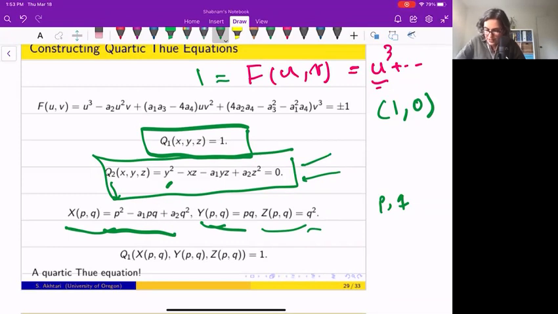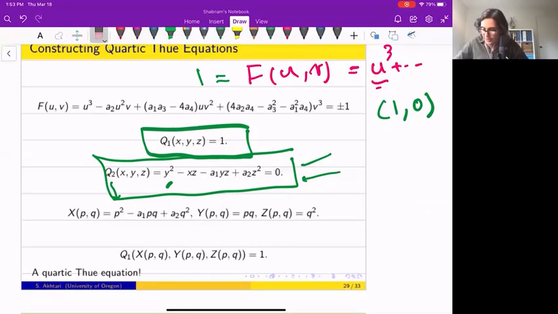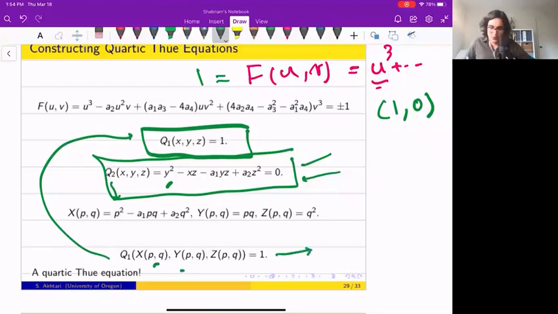And these parameterizations, it is very important to note, are each a quadratic form in P and Q as variables. So when I plug those back into Q1, which was already a quadratic form in three variables, each of the three variables is itself a quadratic form in P and Q. So Q1 of these three things would be a quartic binary form, and that has to be equal to one. So I get a quartic two-variable equation equal to one.